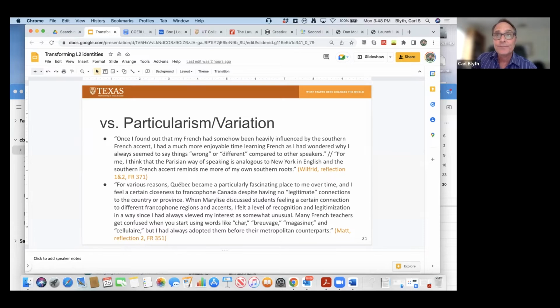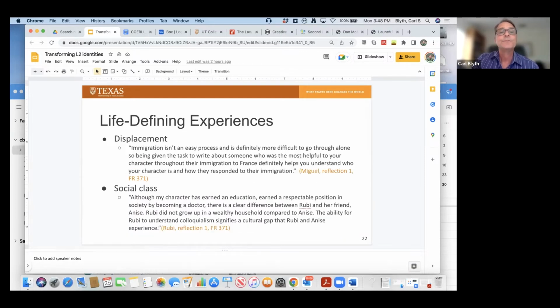I actually asked Marie-Lise to come visit our class and talk about her research. "When Marie-Lise discussed students feeling a certain connection to different Francophone regions and accents, I felt a level of recognition and legitimization in a way, because I'd always viewed my interest as somewhat unusual. Many French teachers get confused when you start using words like char, breuvage, magasiner, cellulaire. These, of course, are Canadianisms, but I had always adopted them before their metropolitan counterparts."